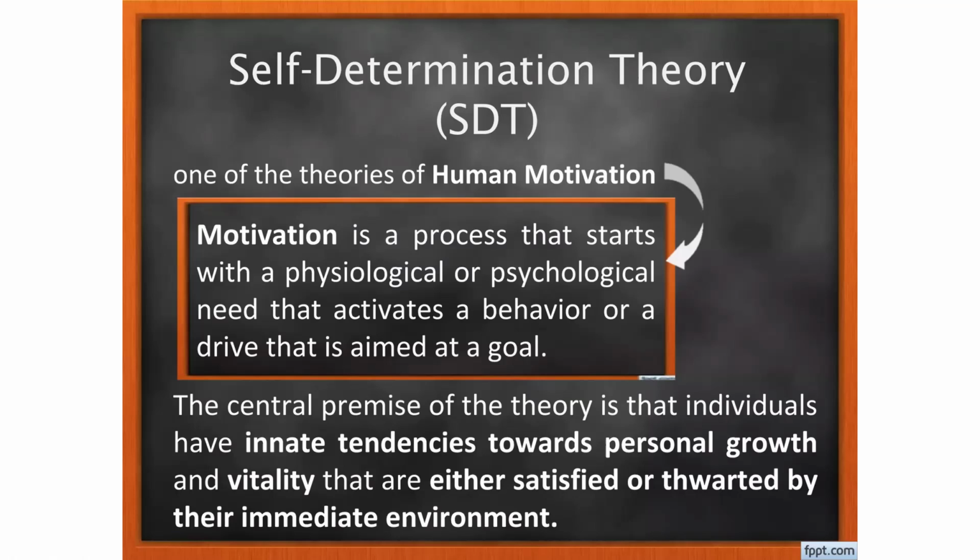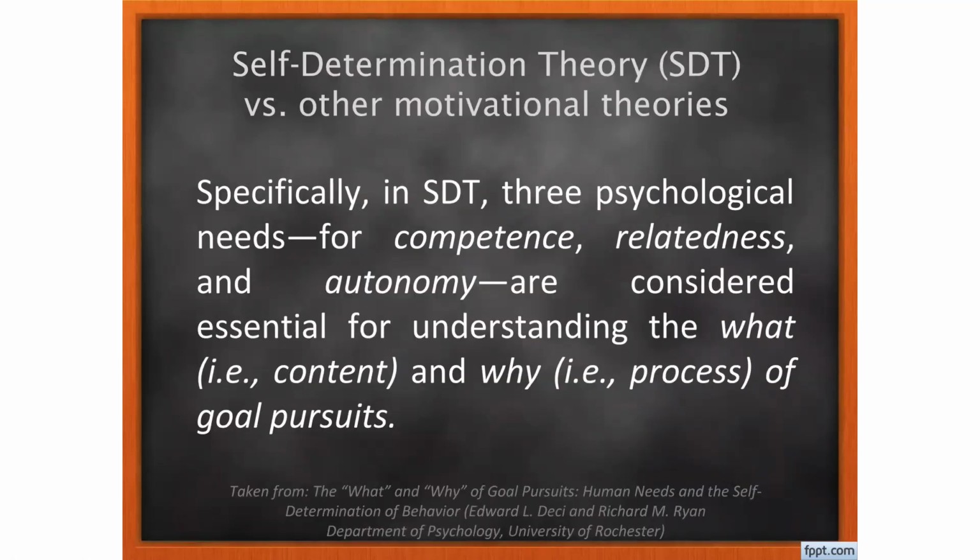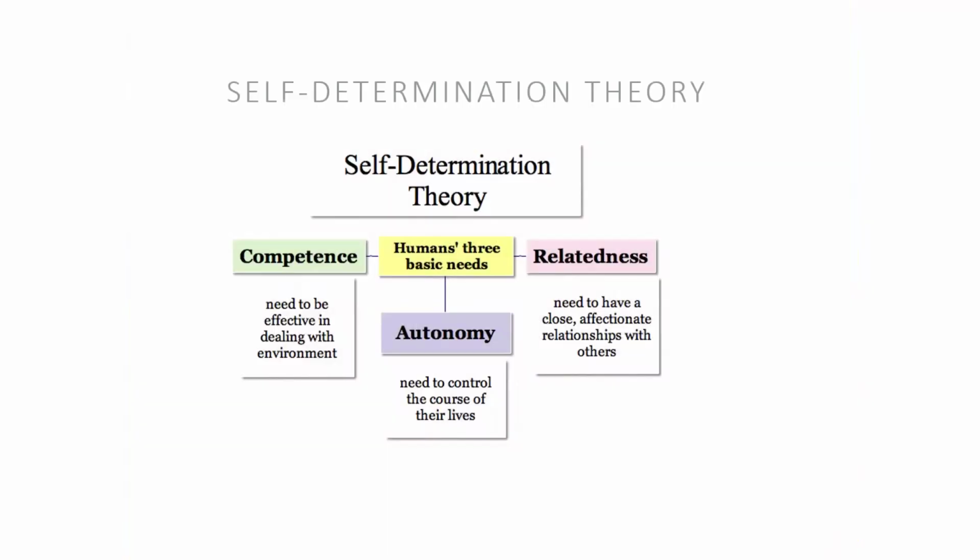This theory is co-developed by Edward Deci and Richard Ryan. The theory emphasizes how social contexts can support or thwart these needs, impacting an individual's quality of motivation, well-being, and performance across various domains like education, work, and health. The core concepts of this theory include three: competence, autonomy, and relatedness.